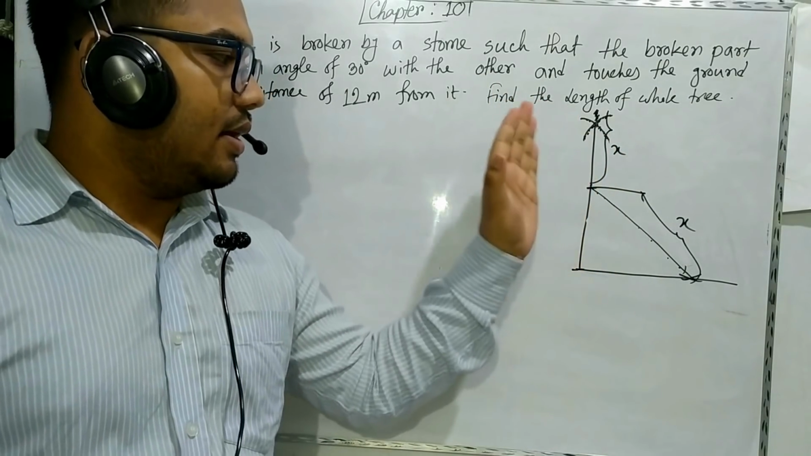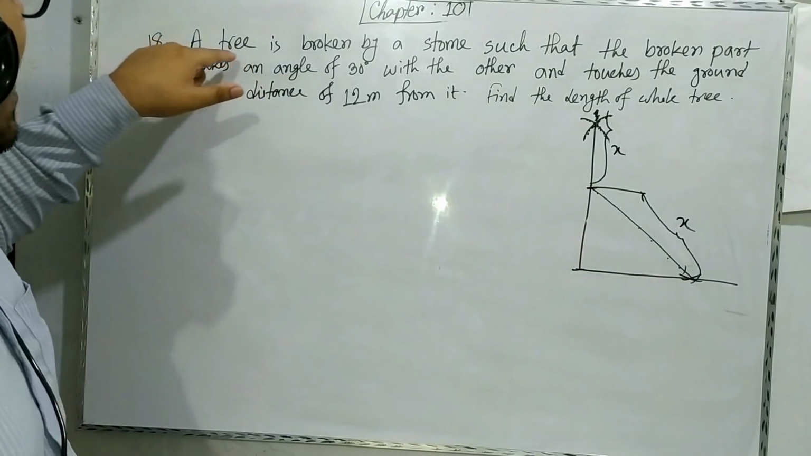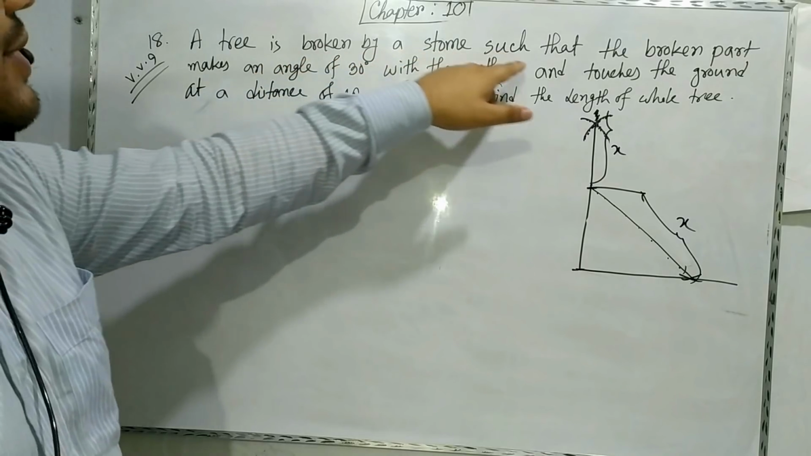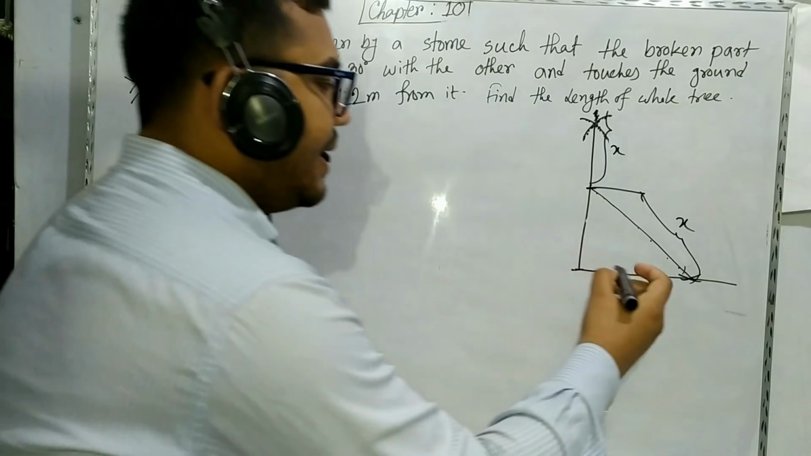Our broken tree is here. Now the question says a tree is broken by a storm such that the broken part makes an angle of 30 degrees.